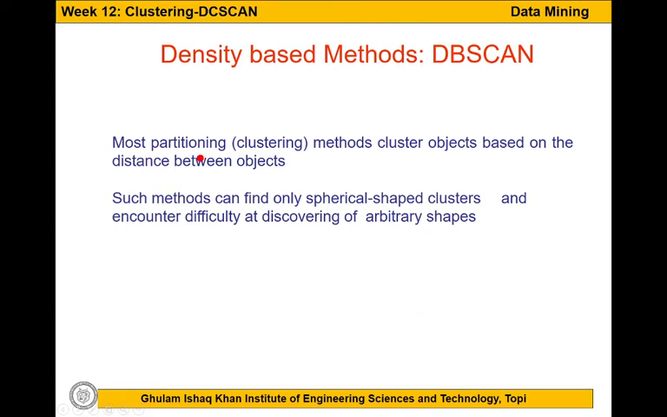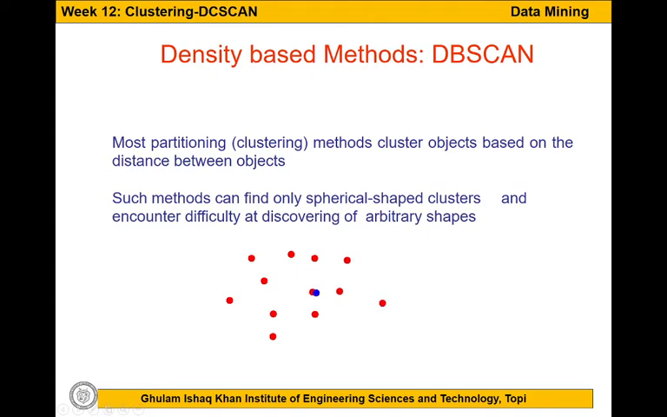Most of the partitioning or clustering algorithm methods cluster objects based upon the distance between them, right? Now such methods can find only spatial or spherical shaped clusters, and they find it challenging to find a cluster with arbitrary shape, right? If you recall, I told you about k-means clustering.